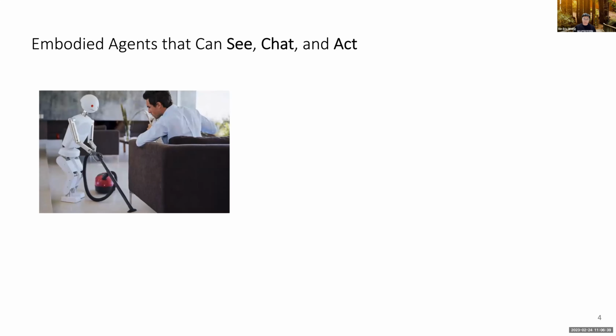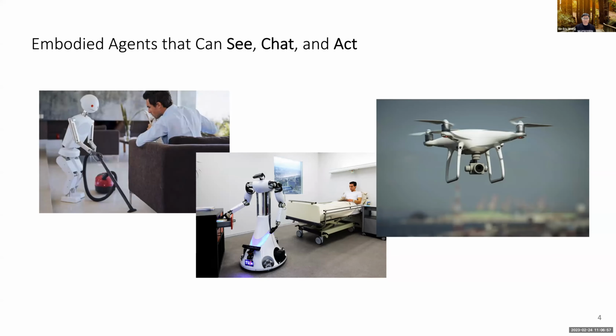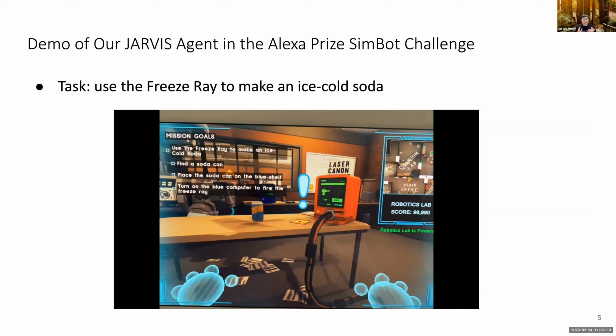So for example, we may deploy a home assistant robot to do some household chores for us, or we may ask them to do some patient care in the hospital, or we may navigate an autonomous drone to do some military tasks, right? So there are lots of things they can do. And here I would like to dive into the technical part.